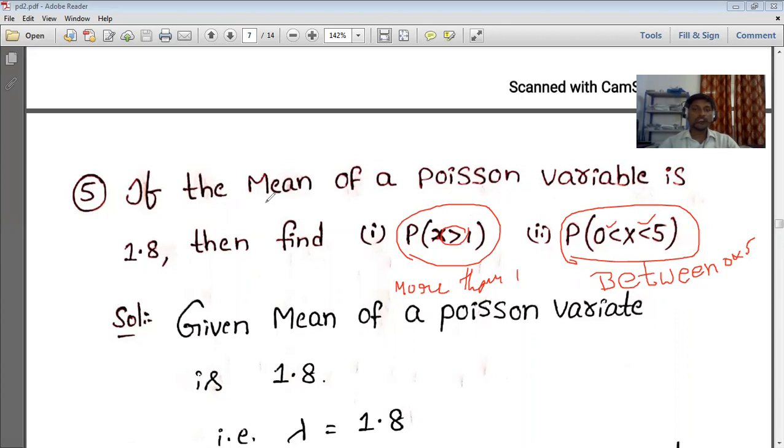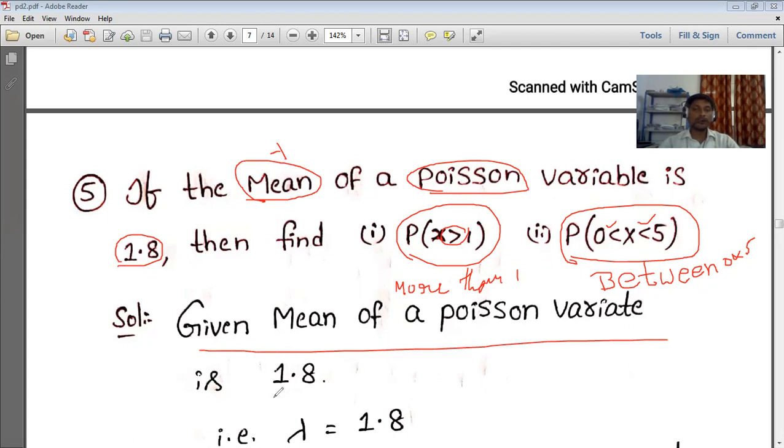Here, for this we have to use the Poisson distribution. What did they mention? They gave the mean. The mean of a Poisson variable is how much? 1.8. And what do we represent in place of mean? The mean of a Poisson variable is lambda. So lambda equals 1.8 is given. That is what we wrote here: given mean of a Poisson variate is 1.8.